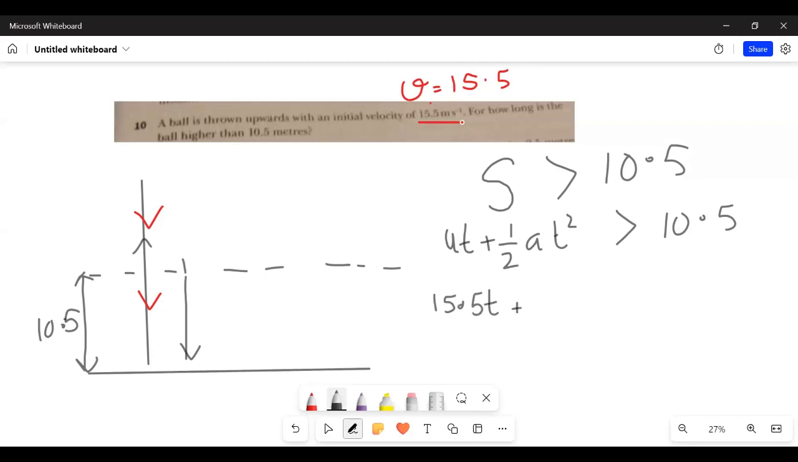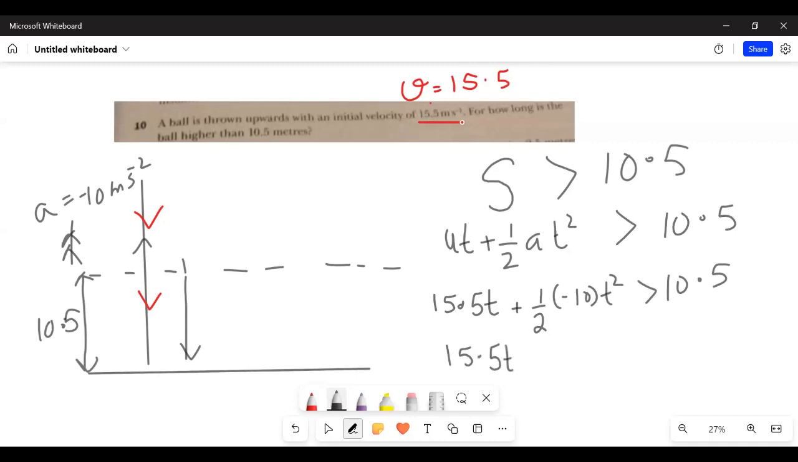T plus half A, the ball is being thrown upwards. So A in the upward direction is negative 10. So negative 10 t square greater than 10.5. So this is 15.5 t minus 5t square greater than 10.5. Rearrange, we get 0 greater than 5t square minus 15.5t plus 10.5.